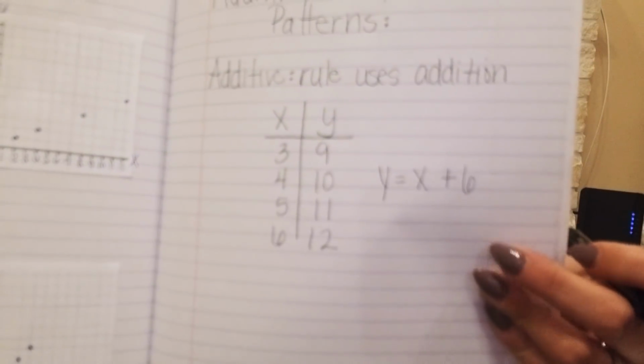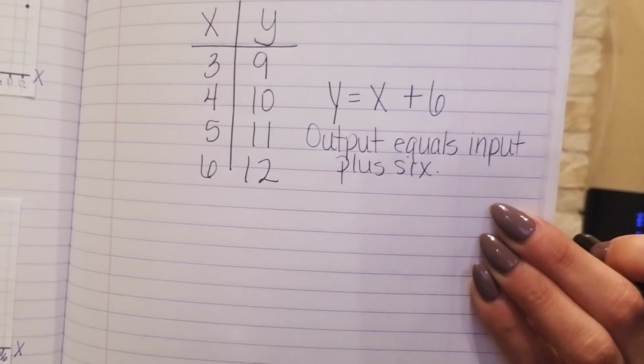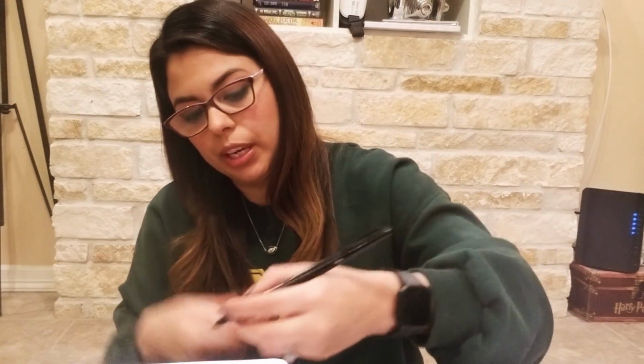And then underneath that, I'm going to write my rule in words, like just what we talked about before. Okay? Output equals input plus 6. Okay, so just like that. Output equals input plus 6. Okay, so that's the first one. Underneath that, I'm going to write multiplicative. Okay, multiplicative. And you can do a little squiggly if you want.